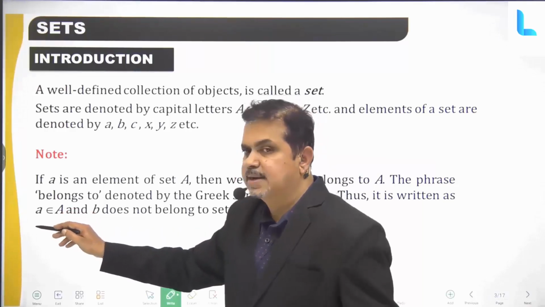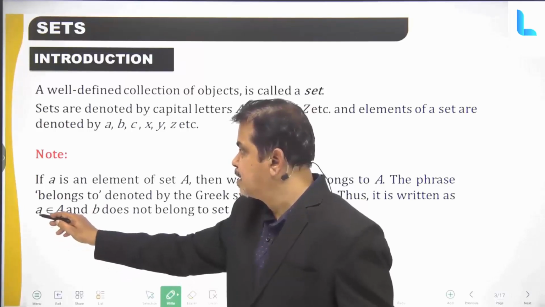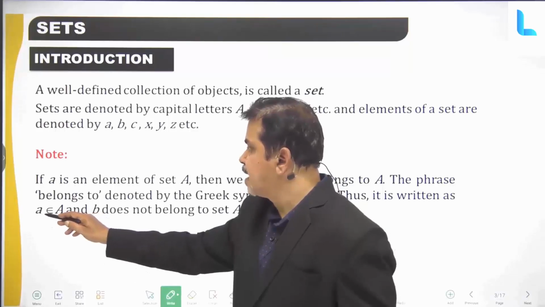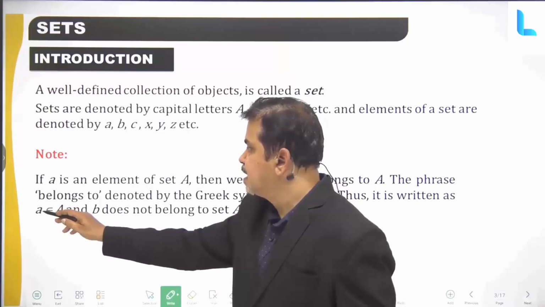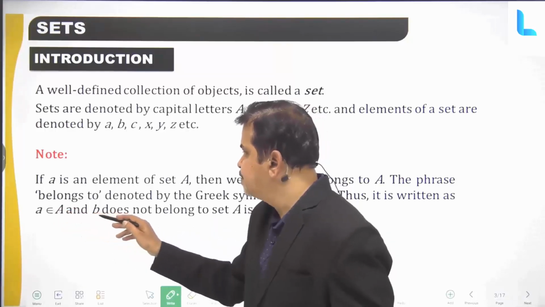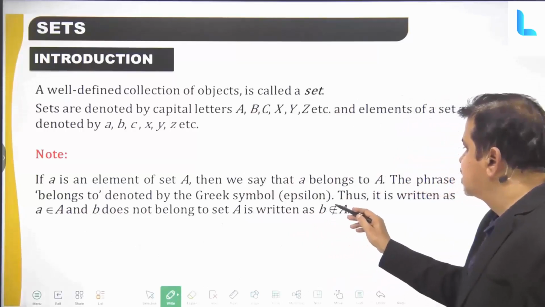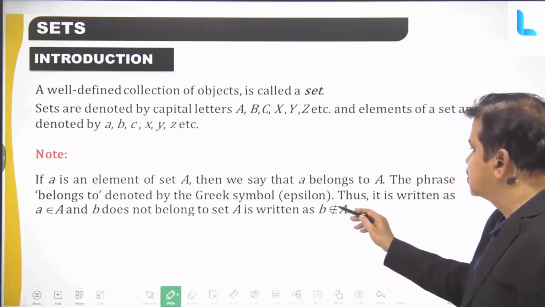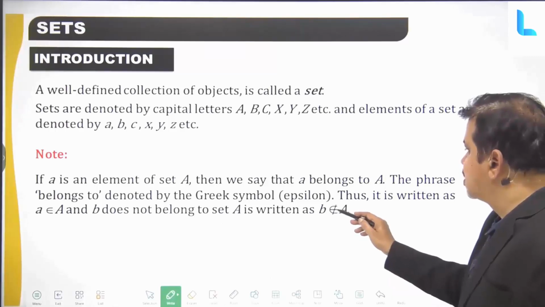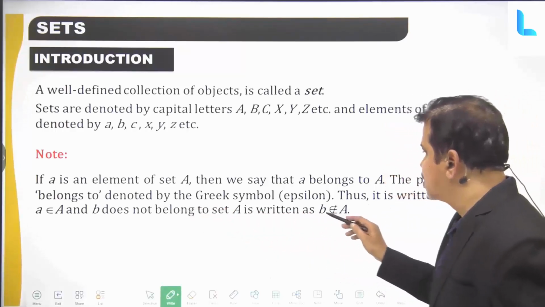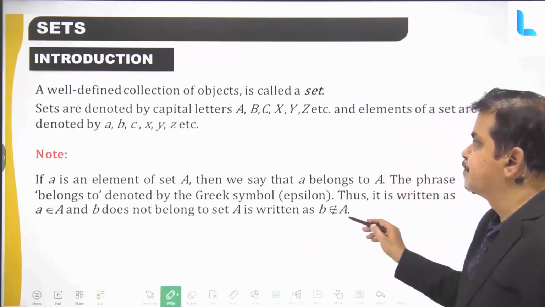So when we say that the element a belongs to the set A, we write it in the form shown here, a ∈ A. And b does not belong to set A is written as b ∉ A. So here you write epsilon with a dash through it, showing that b does not belong to the set A.